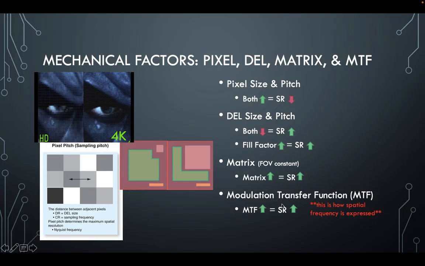And then modulation transfer function. This is how spatial frequency is expressed. As MTF goes up, spatial resolution goes up. And remember, this green is your sensing area, and it is sensing area to non-sensing area that gives you your fill factor. Things in the non-sensing area are going to be things like capacitors, wires, electronics, things like that.